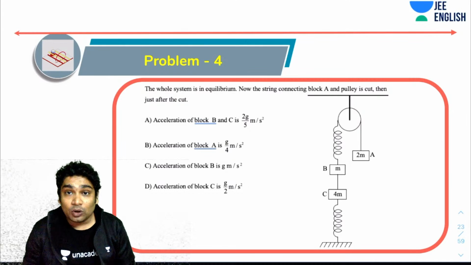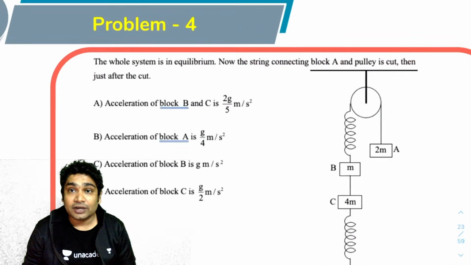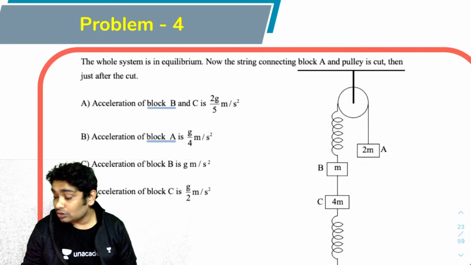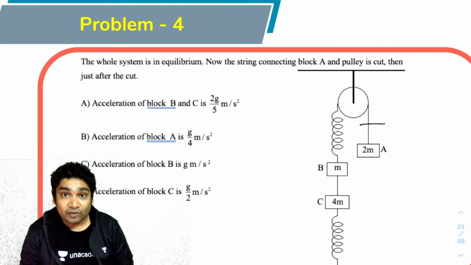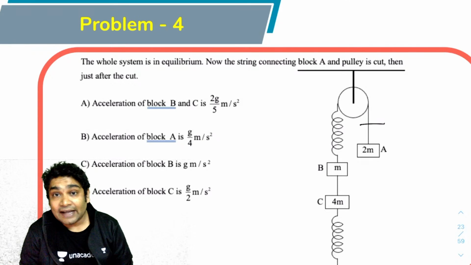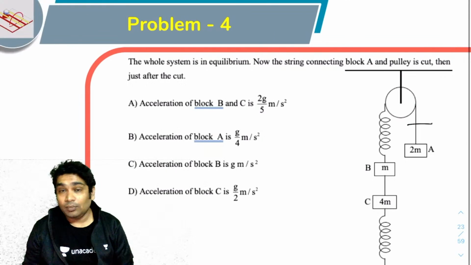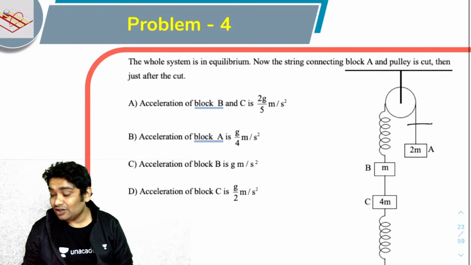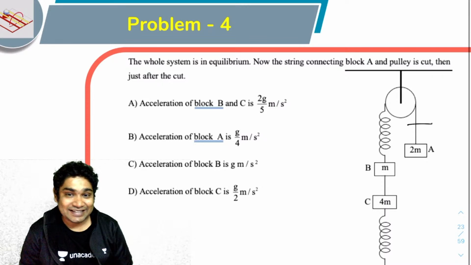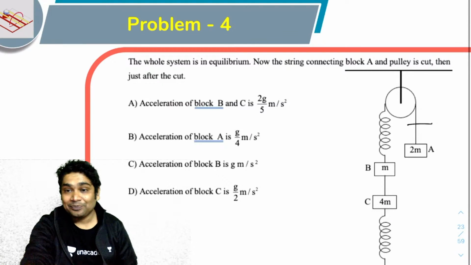You've been told that the whole system is in equilibrium. Now the string connecting A and the pulley is cut. So this string is being cut, and before this, everything was in equilibrium. Then just after the cut, you have to find the accelerations of various blocks. So these are your options. Acceleration of B and C is this, acceleration of A is this, acceleration of B is this, and acceleration of C is this. Okay, let's see what the correct answer would be.